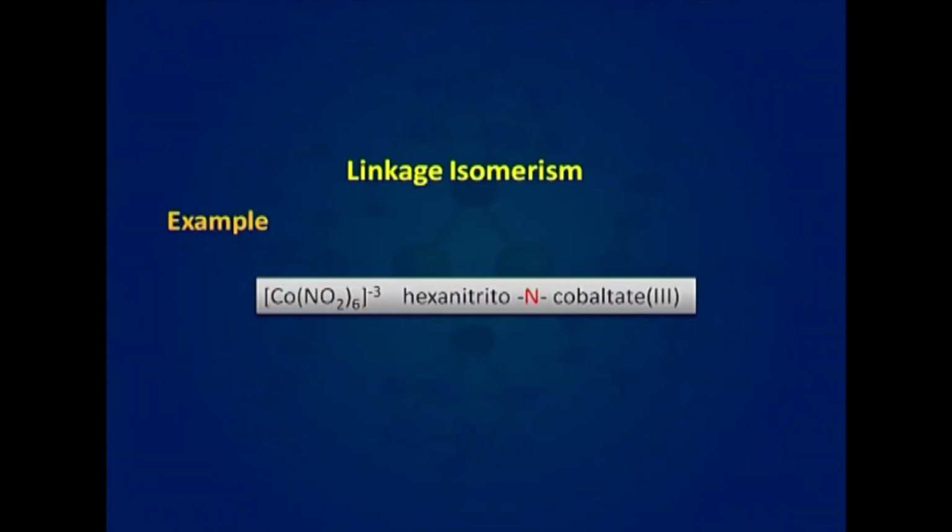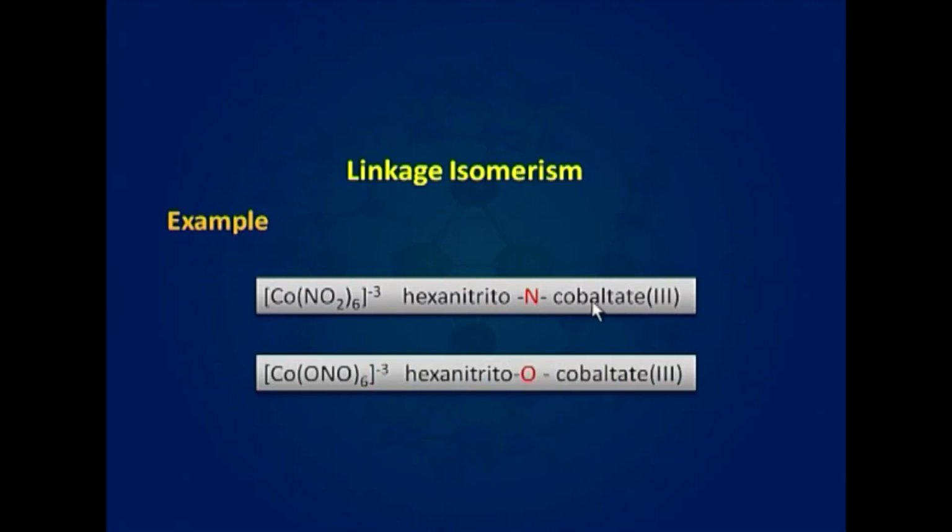If we take the example of hexanitrito-N cobaltate and hexanitrito-O cobaltate, you can see in the first example the nitrogen atom donates electrons to cobalt and in the second example the oxygen atom donates electrons to cobalt.